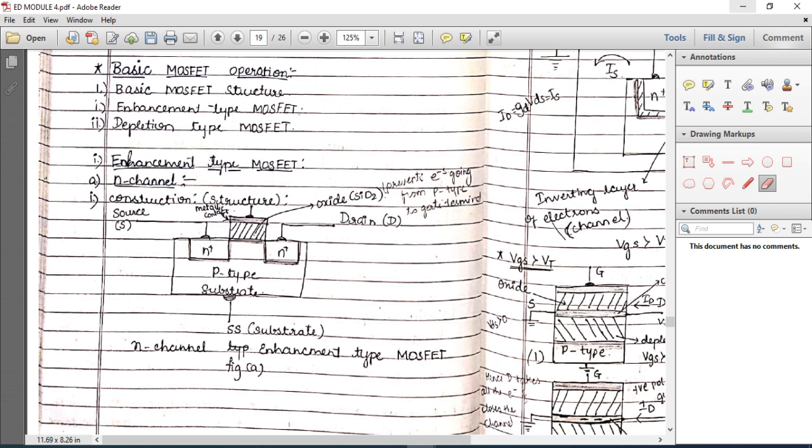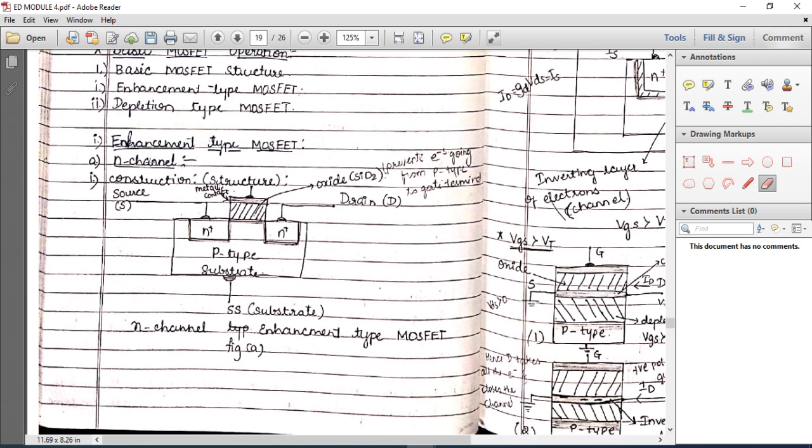So now look at this. In this N-channel enhancement type MOSFET, first I am going to discuss the construction. It is also called the structure part. So now look at this structure part in the N-channel, and why I call it N-channel and why it is called enhancement, that I will tell you after the explanation. So you guys will understand. So now, concentrate on this.